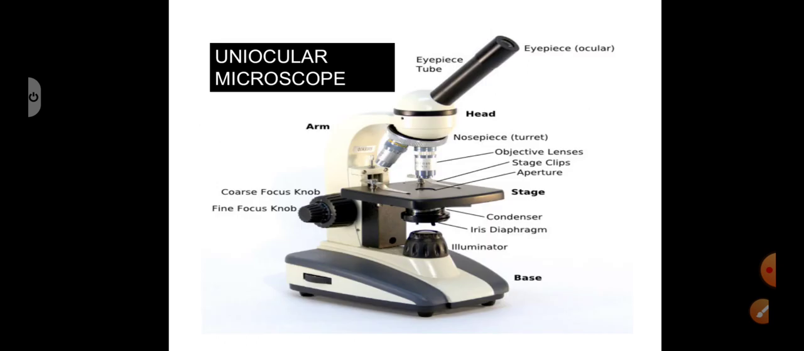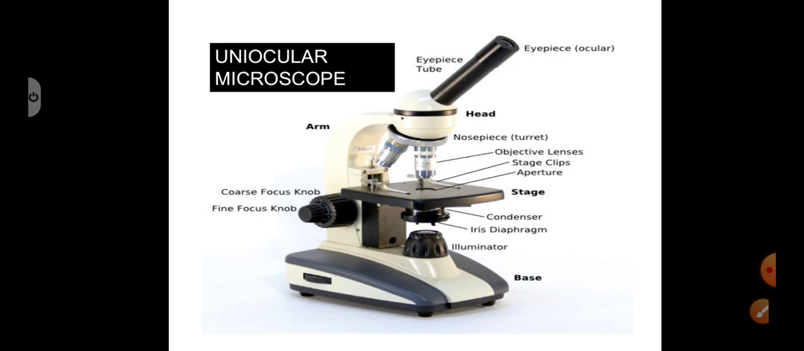So this is a monocular microscope. If you look at this, we have to know the various components or parts of the microscope. The supporting parts of the microscope are the base. You can see the base at the bottom, which is holding the microscope. And then there is an arm, a C-shaped arm with which you can lift up the microscope. And then there is a stage which holds the specimen.